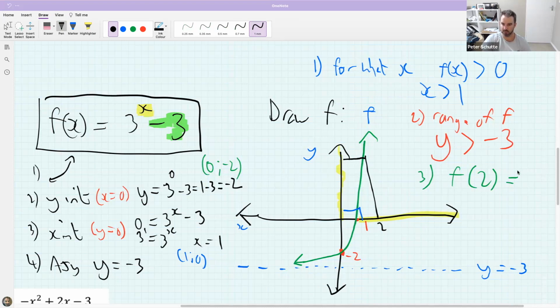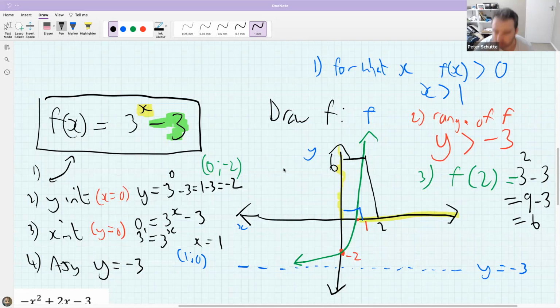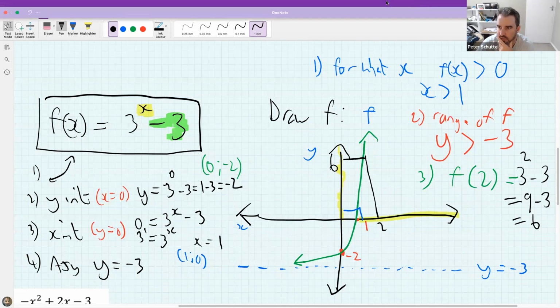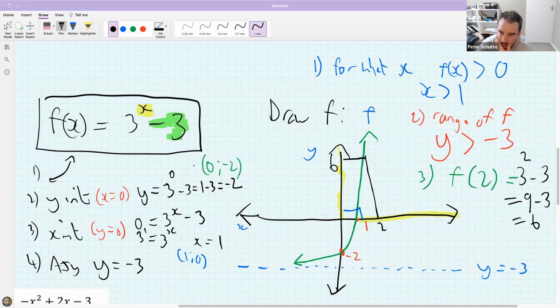Well, I've got the equation. So 3 to the power of 2 minus that is that, which is 6. So that must go with 6. Yeah. And let's see how much time. I've got time for one more. Okay, last one.